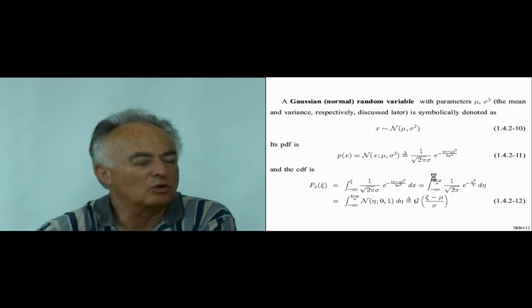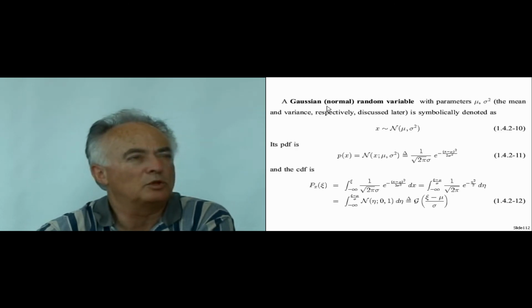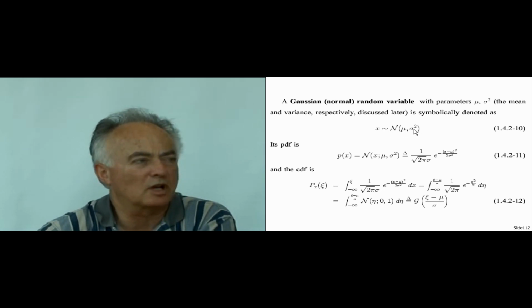Now, a Gaussian or a normal random variable with parameters mu and sigma square. The names of these parameters, I will mention them, but hopefully you are familiar with them. We'll reintroduce them in any case. Mean and variance, we'll discuss them in more detail later. We denote this symbolically: X distributed normally with mean mu, variance sigma square, and normal is the same thing as Gaussian.